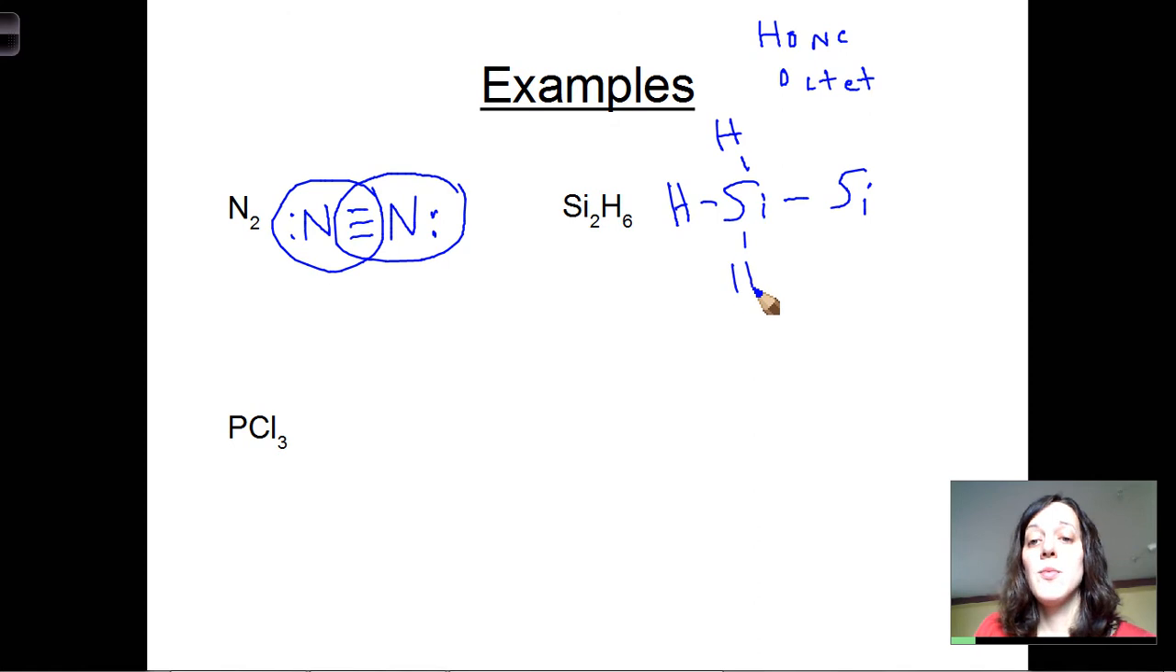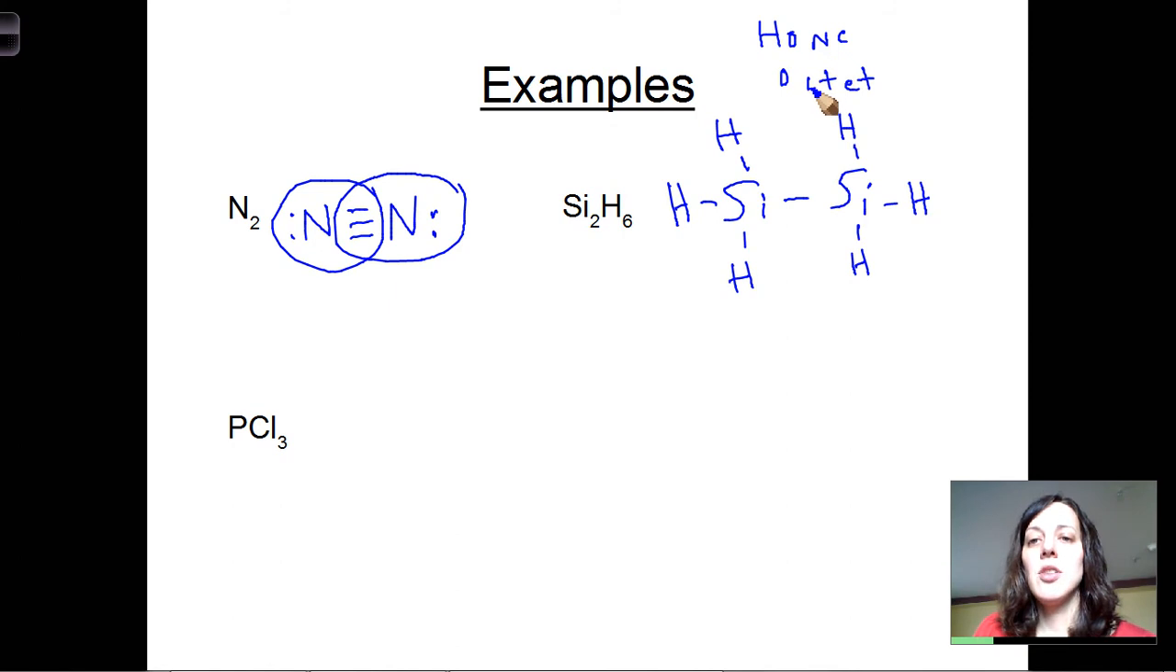Hydrogen only forms 1 bond, so that's all we are going to draw. Silicon wants to form 4 to become stable. So we've drawn in our 6 hydrogens. Let's count. We have 1, 2, 3, 4 bonds for this silicon. For this one we have 1, 2, 3, 4. So we've obeyed that rule.